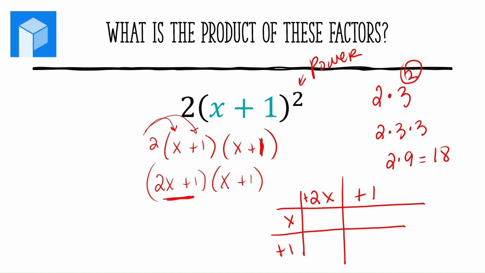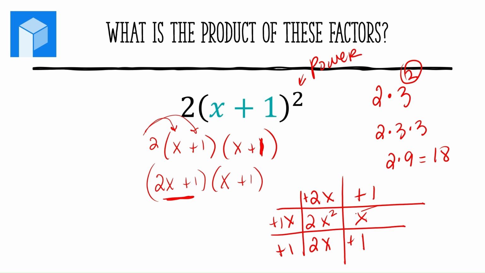I'm going to do x times 2x, which is going to give me x times x is x squared. 2 times 1, our coefficient with x is 1. So 2 times 1 is 2. So that becomes 2x squared. We have x times 1, which is just going to give me x. X times 2x is going to give me 2x. And then 1 times 1 is going to give me 1.